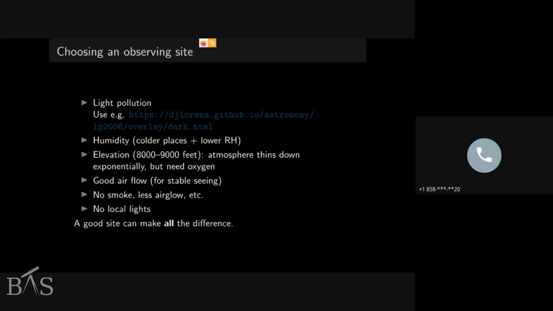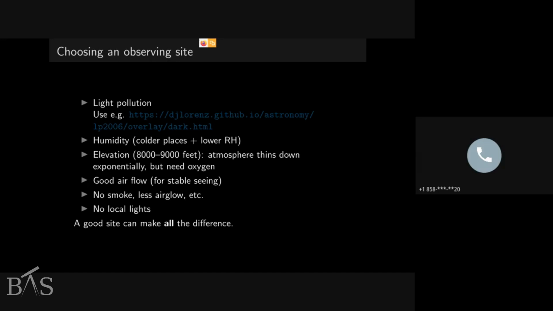Then you want in your observing site very good airflow. This is what is called atmospheric seeing, right? You want the stars to not twinkle and the air to be as steady as possible. This especially matters when you are looking at very tiny objects, because if you don't have stable seeing, they will jump all over the place and you won't be able to integrate the light from them.